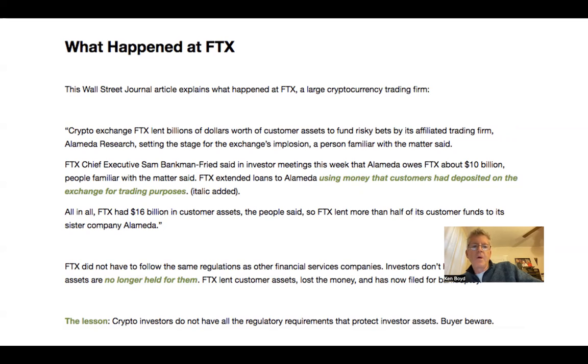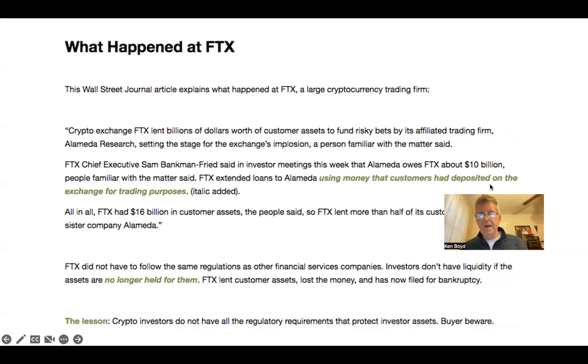So what's the lesson here? FTX did not have to follow the same regulations as other financial service companies. Investors don't have liquidity if the assets are no longer held for them. Very important. FTX lent customer assets. They lost the money, and now they filed for bankruptcy, and the investors whose assets were used have to go through the bankruptcy process to try to recover their assets. So the lesson: crypto investors do not have the regulatory requirements that protect investor assets, and buyers should beware when it comes to crypto.